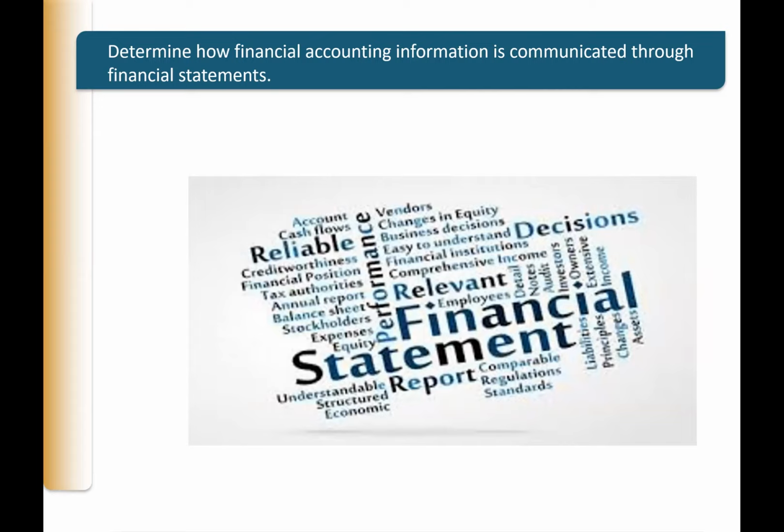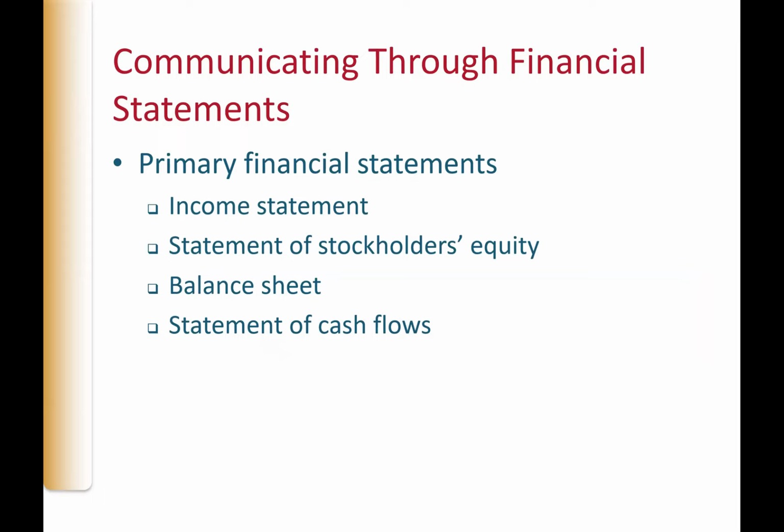So now we are taking various transactions and determining what category they go into. And what we do is we take these various transactions we're compiling and we're going to prepare income statements and balance sheets and statement of cash flows and statement of stockholders' equity. The form we use to communicate is what we call financial statements. The four primary financial statements include the income statement, the statement of stockholders' equity, the balance sheet, and the statement of cash flows.